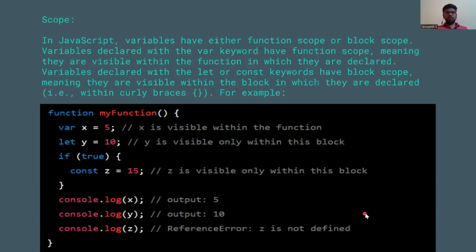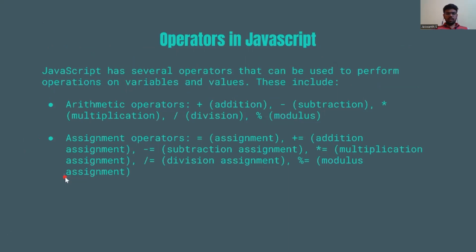And after 2015, the use of var is deprecated. We usually use let and const values. And there are different types of operators in JavaScript. The first kind is arithmetic operators, the basic ones: plus, minus, multiplication, division, these kinds.